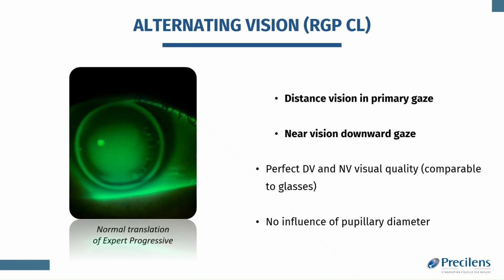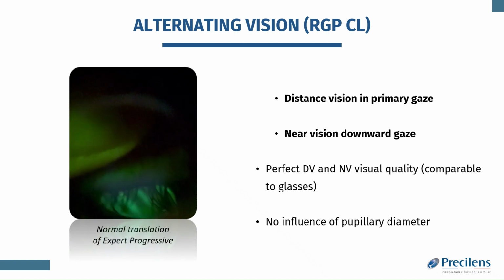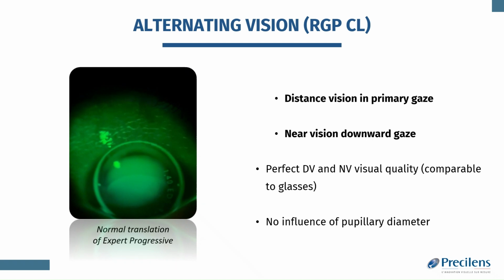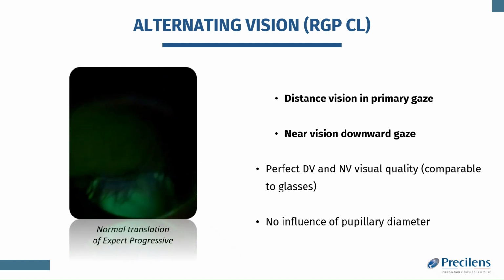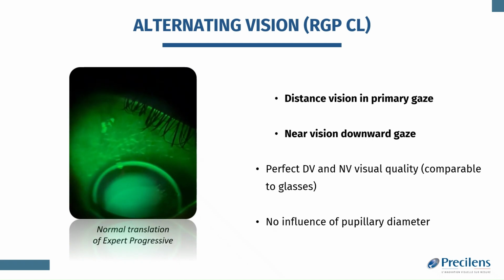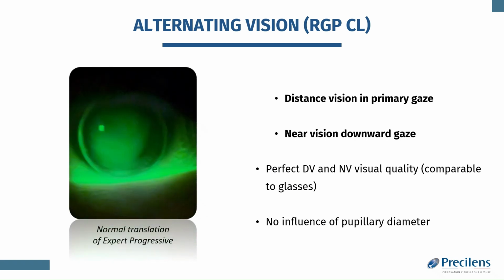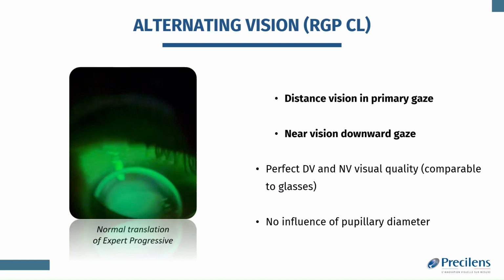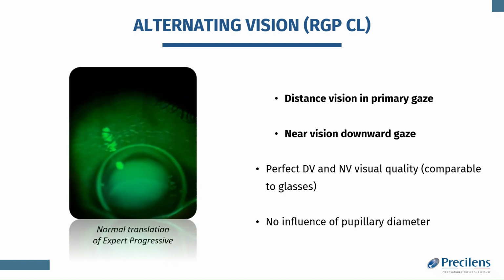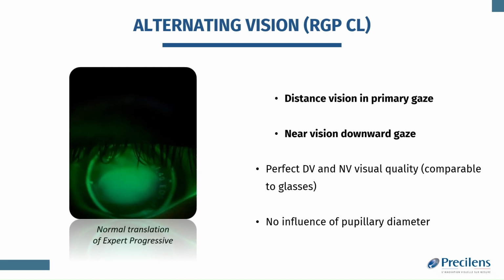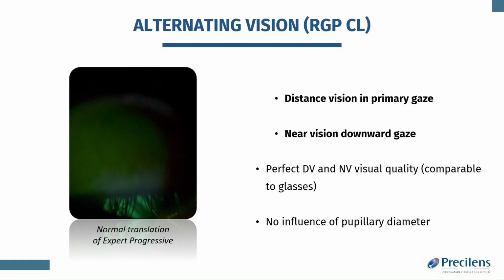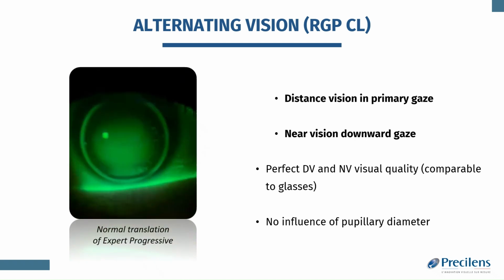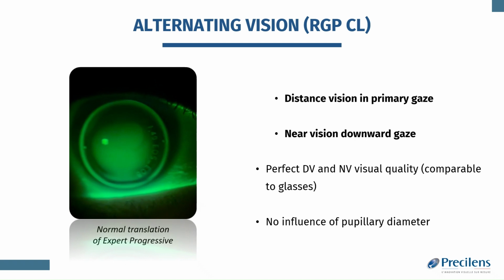Alternating vision is a method applied only to certain rigid multifocal lenses. This method uses the translation of the lens according to the orientation of the eye lines, so that distance vision is clear in primary gaze and near vision is clear in downward view. The most effective alternating vision is segmented alternating vision, which allows for uncompromised quality of vision at any distance, comparable to the quality of vision with progressive spectacles. It also allows independence of pupil size. This is the method used for the Expert Progressive.